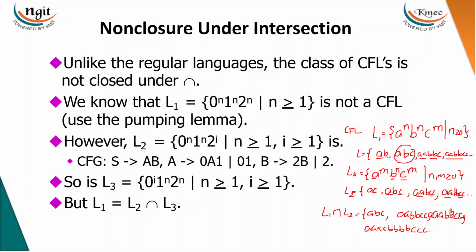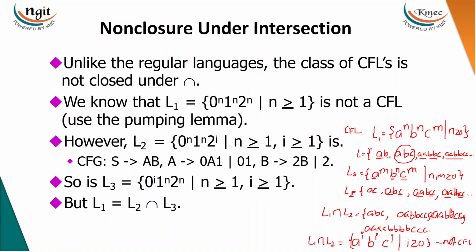Here A and B must be equal. Here A and C must be equal. In the common, A, B and C must be equal. So what is the language we are going to have in L1 intersection L2? It would be a^i b^i c^i, i ≥ 0. In the last video, we proved that this is not a context-free language.